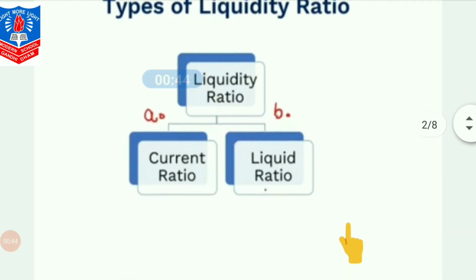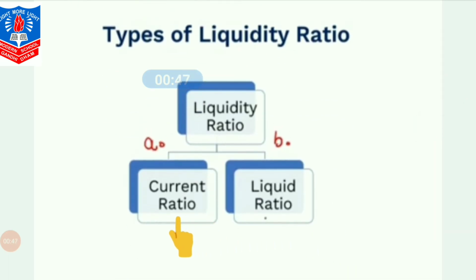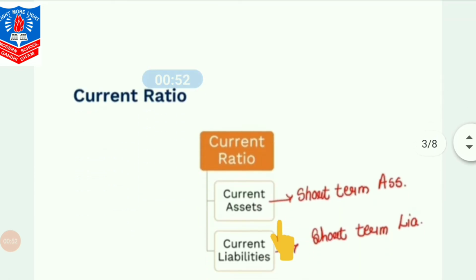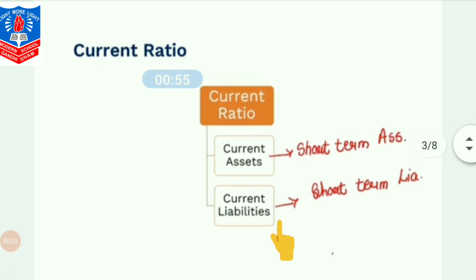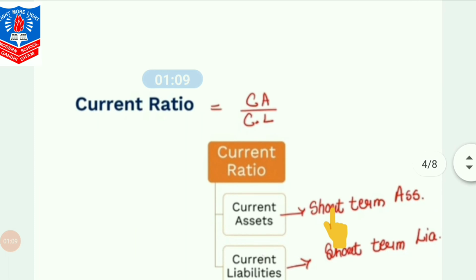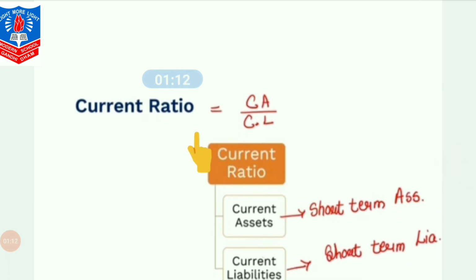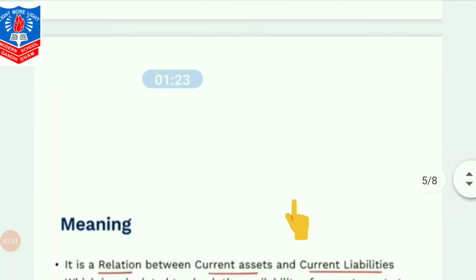Let us see that these types of ratios are two in nature. What are these? Current ratio and liquid ratio. There are only two types of ratios. Among them, first, current ratio. Yes, current ratio has two elements, current assets and current liabilities. Current assets represent short-term assets. Current liabilities represent short-term liabilities of the firm. Just the relationship of these two, that is, current ratio is equal to current assets upon current liabilities. Now the answer which we get is in proportion, this is to this. It is written this way.